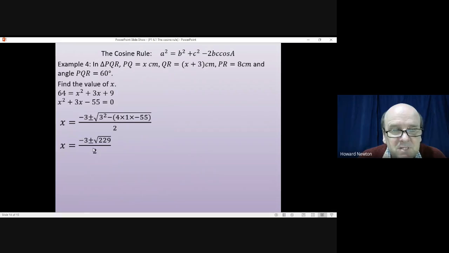Now, if we do minus 3 take away the square root of 229, we'll get a negative value for x. But x is one of the lengths of one of the sides, so it can't be a negative value, which means we only have to take the positive here, the plus. Minus 3 plus this square root. And that gives us x equals 6.07 centimeters to 3 significant figures.